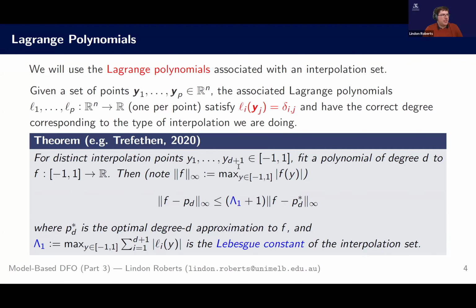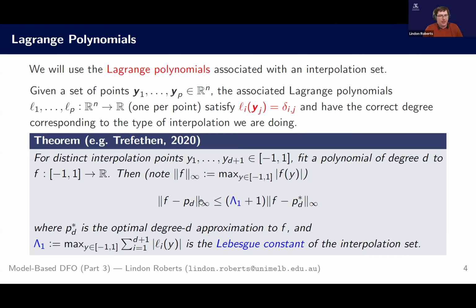What we're going to do, if we've got d plus 1 distinct points, is fit a polynomial of degree d to the function values at those yi points. And this result says that we're going to have some error in our polynomial approximation. With respect to the infinity norm, this error is within some constant of the optimal error of any degree d polynomial. So not one that interpolates at those points, but one that is just the optimal degree d interpolant in the sense of this norm.